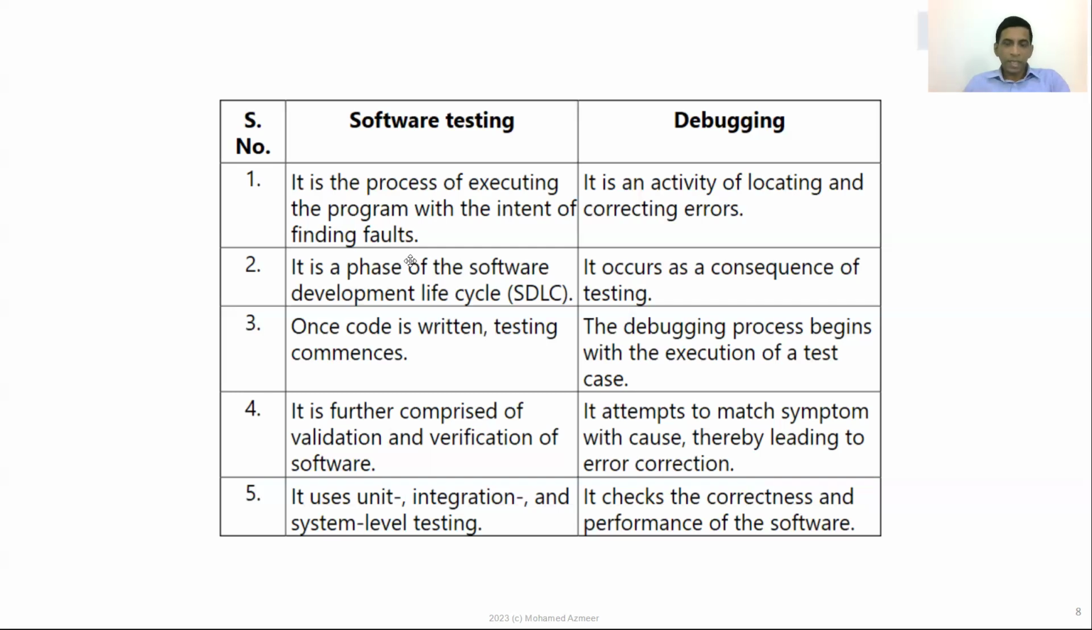But when it comes to debugging, we are trying to match the symptom with cause. That is, we look at some output and then we're trying to figure out, okay, this output came because of what, right? Thereby leading to error correction. And last point is it uses unit, integration and system level testing when it comes to testing, whereas debugging checks the correctness and performance of the software. That is debugging.